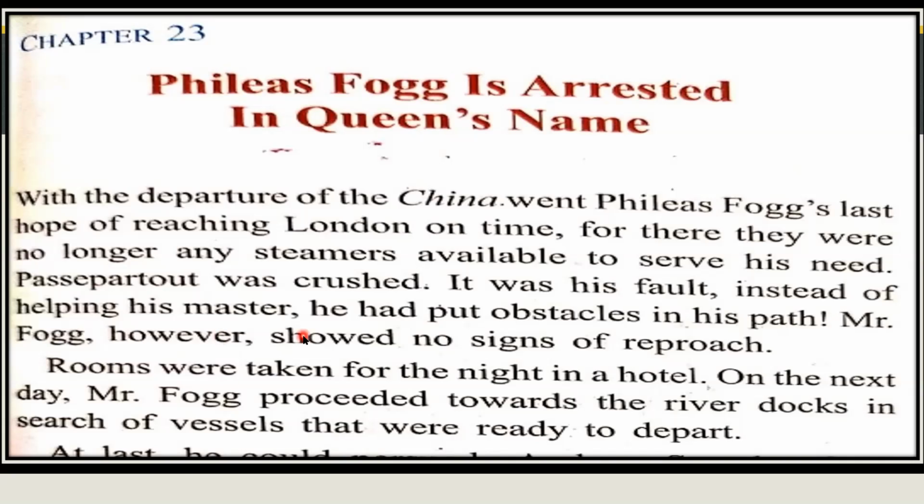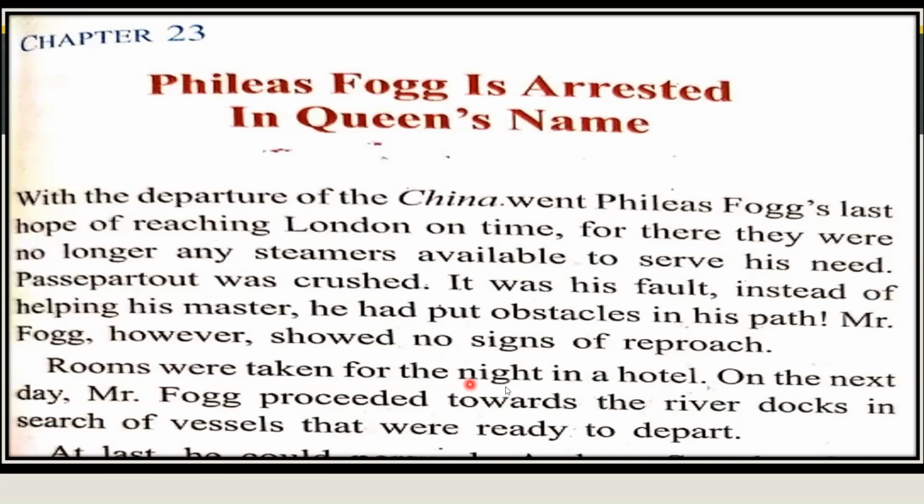Mr. Fogg, however, showed no signs of reproach. Reproach means, dear students, even if he just created like 100 barriers in the way, he was not ashamed of it. Reproach means ashamed of, a disgrace kind of. He didn't feel any kind of reproach.